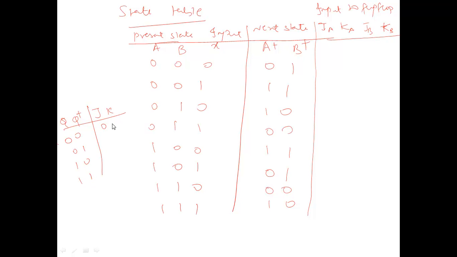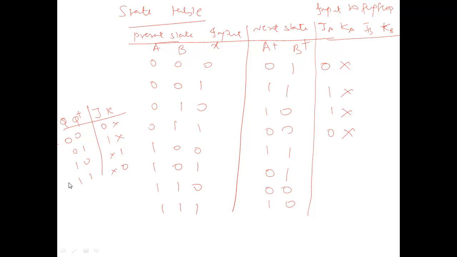This I have already told you, so I am just doing it directly. This is the excitation table for the JK flip-flop. Now, when you are writing for the A flip-flop, you have to see A and A plus. Both are 0 and 0 for the first row, so J is 0, K is x. You write 0x. Then 0 to 1 gives 1x, again 0 to 1 gives 1x, and 1 to 0 is x1.